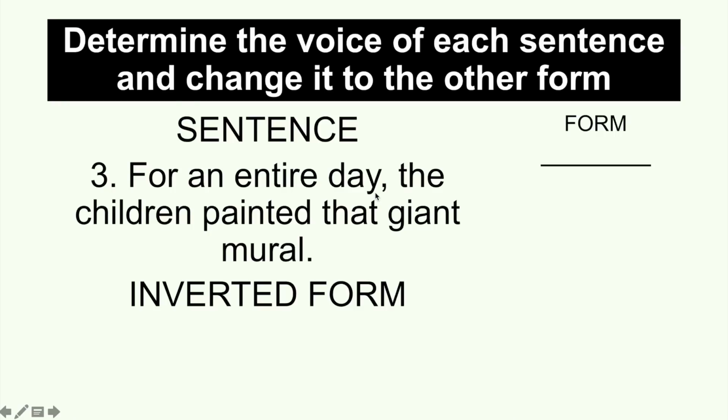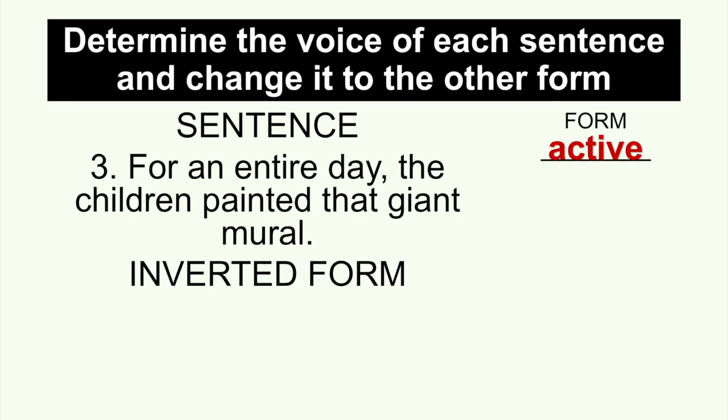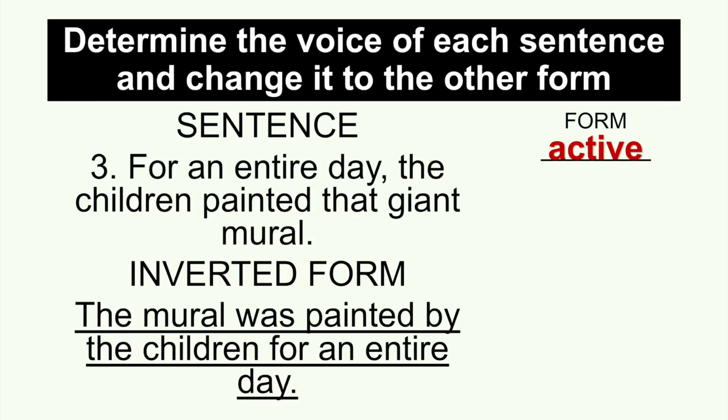So, this actually is already in the active form. Alright? Kasi yung the children is the subject, painted is the simple na verb, and then yung that giant mural is the direct object. So in order for us to invert it, you have two options actually. The first one would be to just copy yung for an entire day, or you can also put it at the end. Let me show you, no? Ang importante pa rin dapat yung passive form, which is object muna, so that giant mural, and then yung verb mo, which is painted, lalagyan mo siya ng auxiliary na was, kasi yung mural lang pinag-uusapan, isa lang siya, so hindi siya were, has to be was, and then lalagay mo yung by the children. So that giant mural was painted by the children. So, ang inverted form niya should look like this. The mural was painted by the children for an entire day.